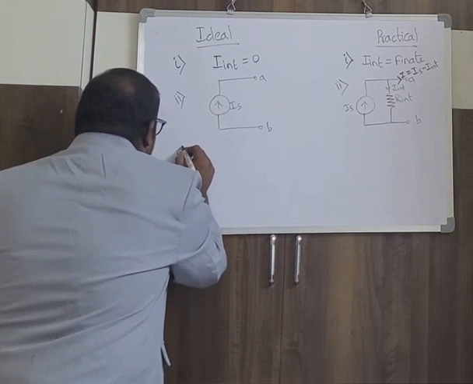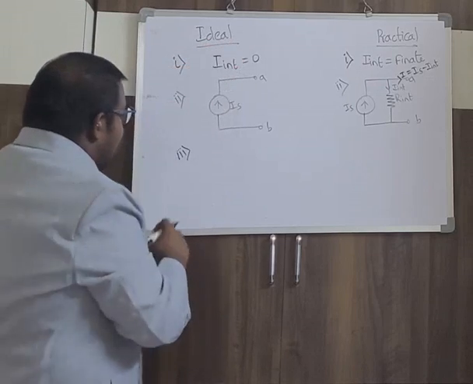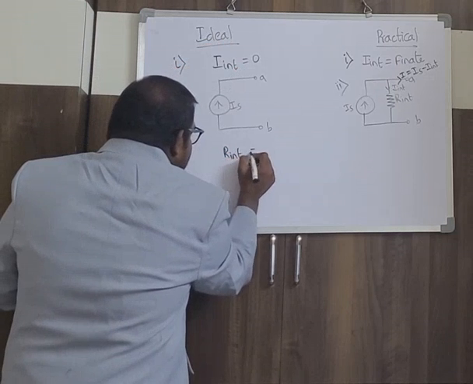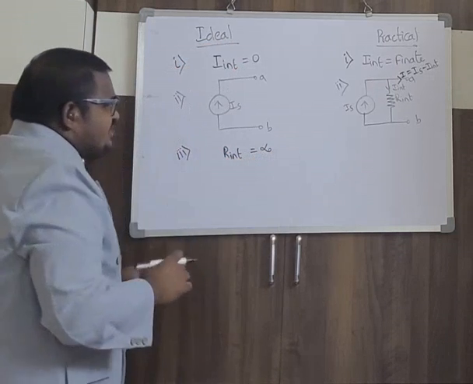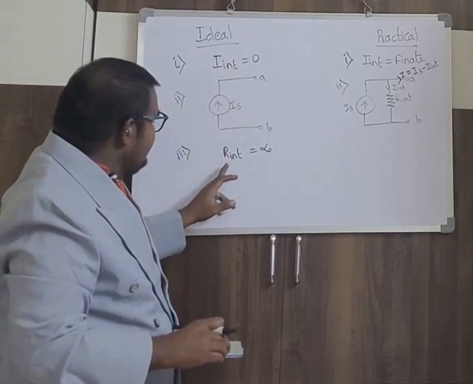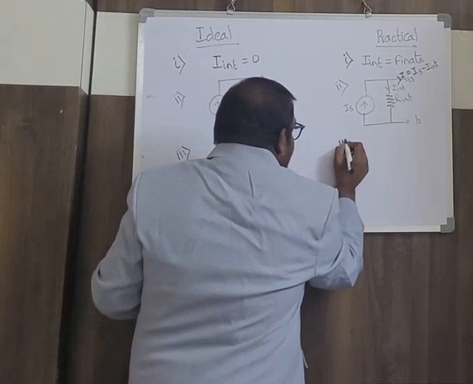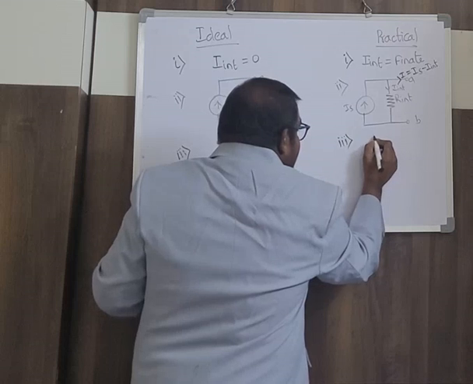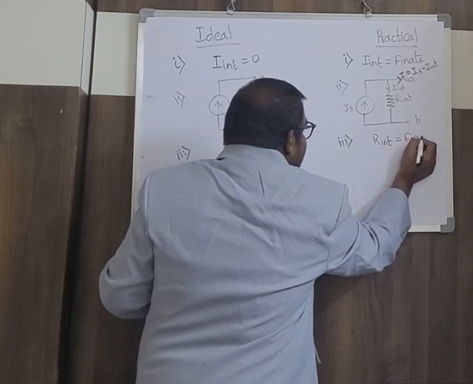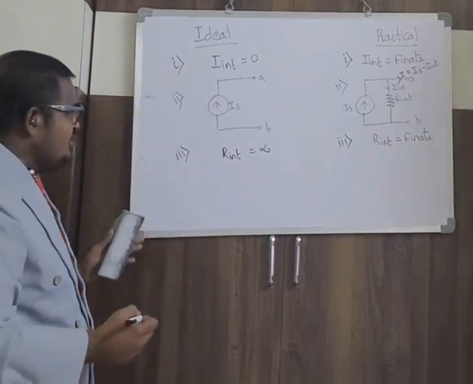Third point is, in the ideal current source, the internal resistance is infinity, because this is open circuited. But in the case of the practical current source, the internal resistance value is finite.